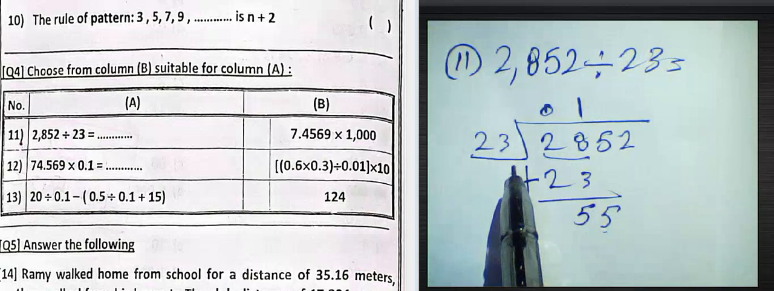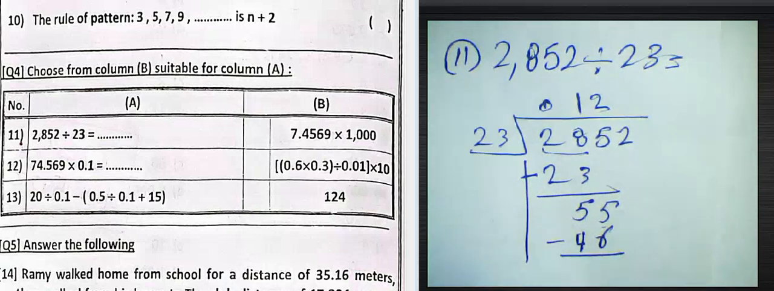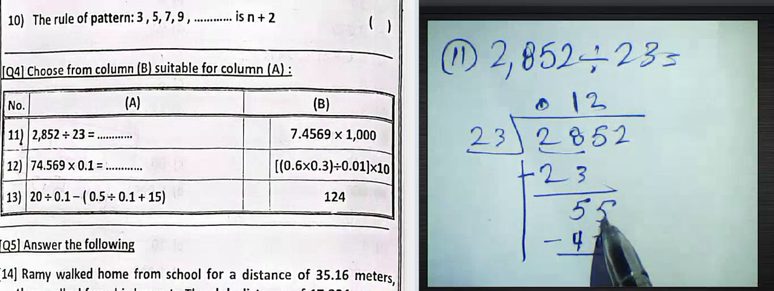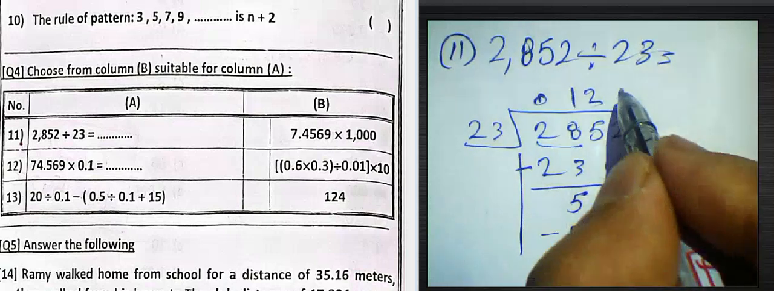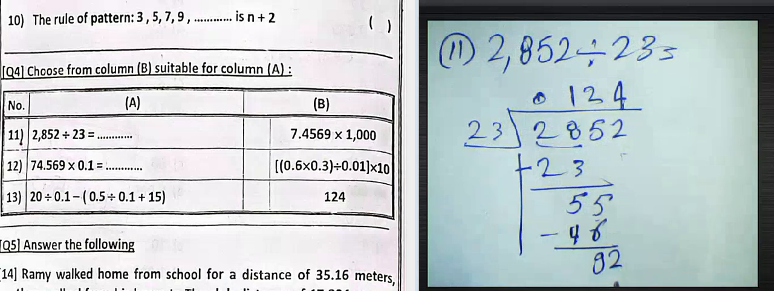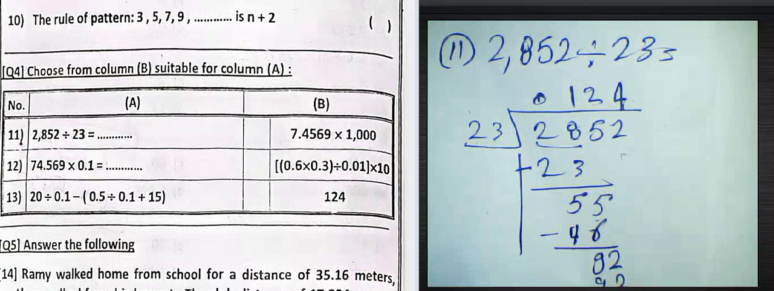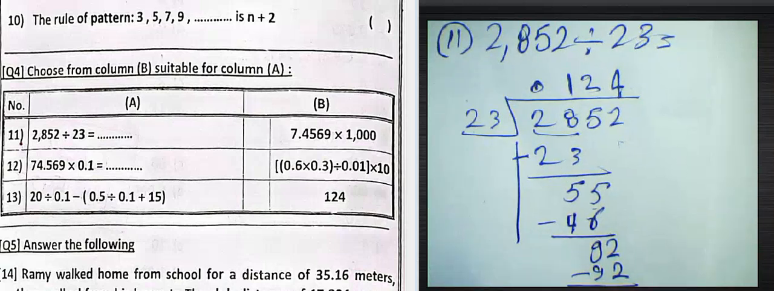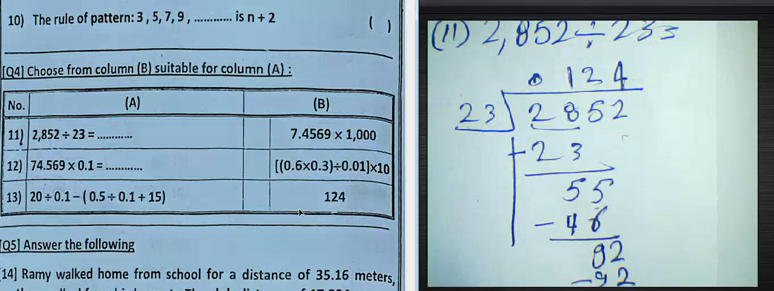55 divided by 23 equals 2, because 2 times 23 equals 46, and then find the difference. 55 minus 46 equals what? 5 minus 6, we can't do it, so borrow 1. 15 minus 6 equals 9, and then drop 2 here. 92 divided by 23 equals 4. 3 times 4 equals 12, 2 and carry 1. 2 times 4 equals 8 plus 1 equals 9. Okay, it's easy for you. The result will be 124. We must choose 124 for question 11.